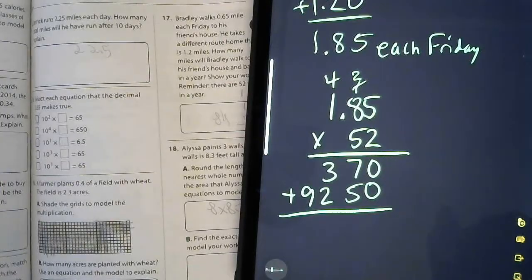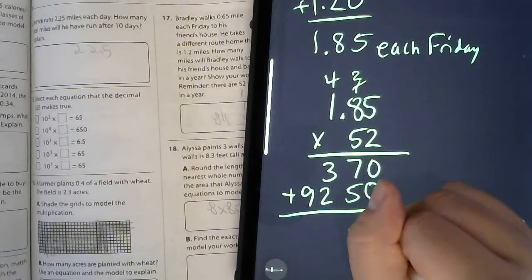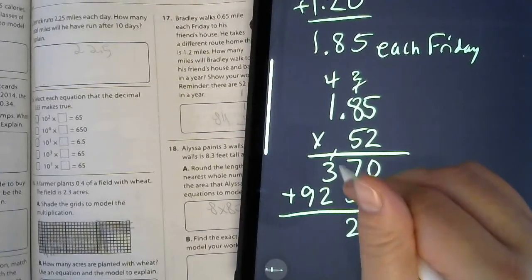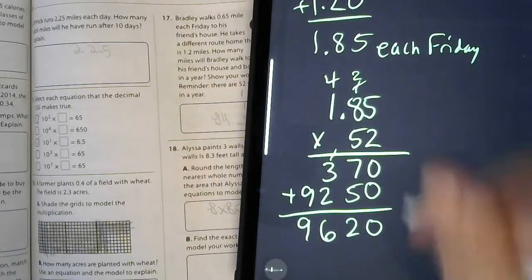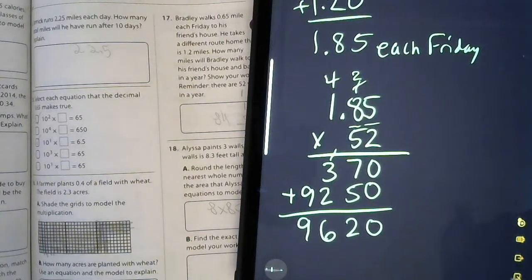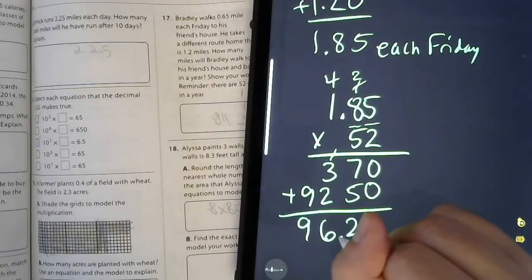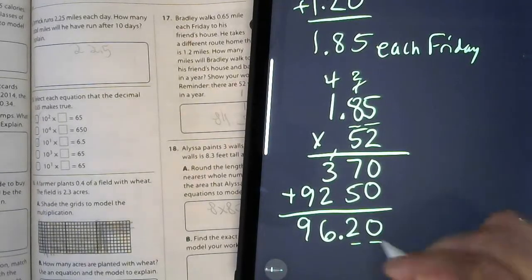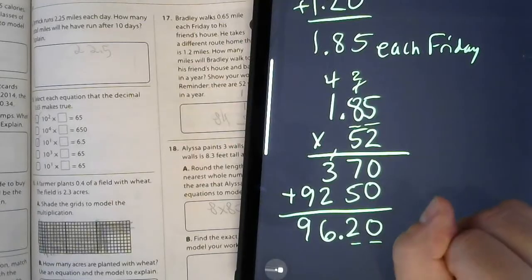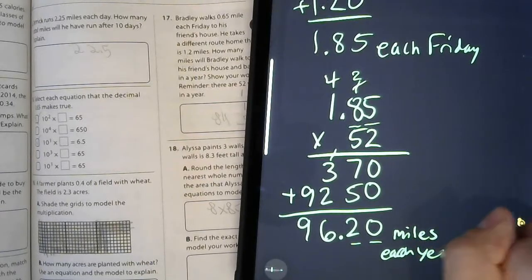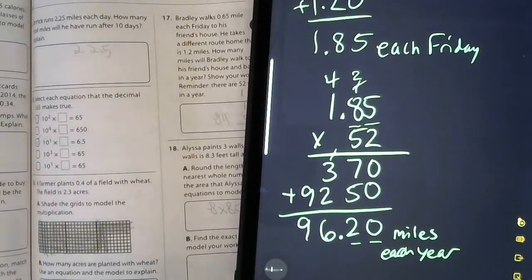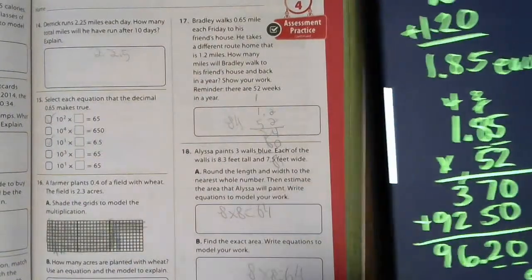Add those partial products together. 0 plus 0 is 0. 7 plus 5 is 12. 3 plus 1 is 4, plus 2 is 6. And 9. I get 9620, but wait, don't forget your decimals. There are 2 spaces after the decimal, so I need 2 spaces after my decimal. That means that Bradley is walking 96 2/10, or we could say 20/100 miles each year. That's crazy. Bradley is really committed with visiting his friend once a month. That's number 17. Let's move on to number 18.